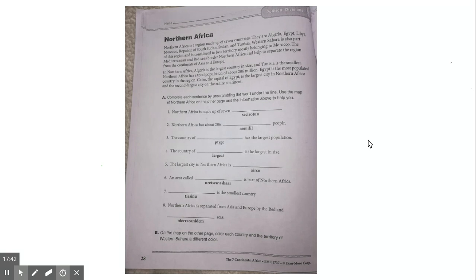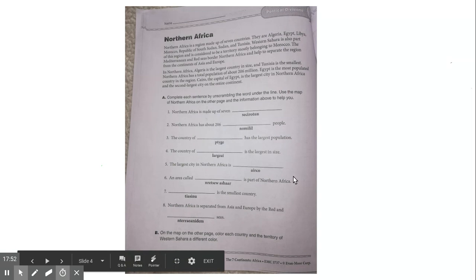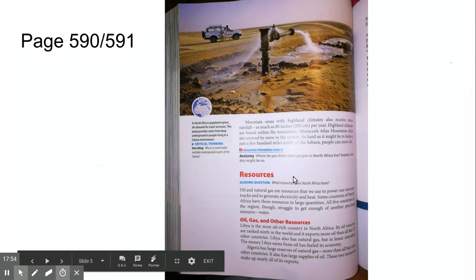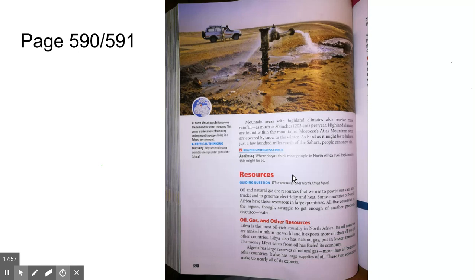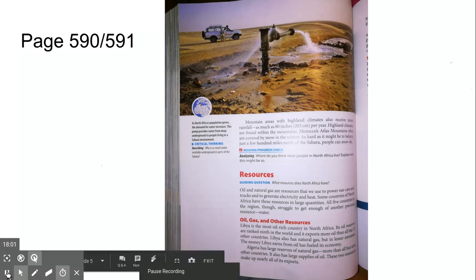If it's not still out, go ahead, pause the video, and turn to page 590. All right. So pause this video, turn to page 590, and then hit play again.